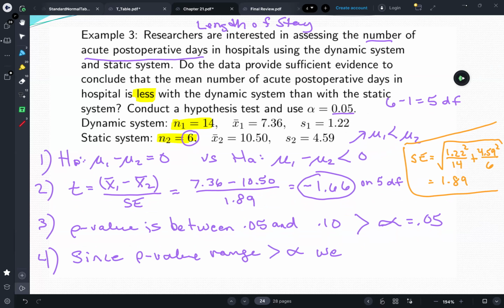Just keep in mind, we need a small p-value to reject. Do we have a small p-value? Is it less than our threshold? No. So we cannot reject. We cannot reject, right?